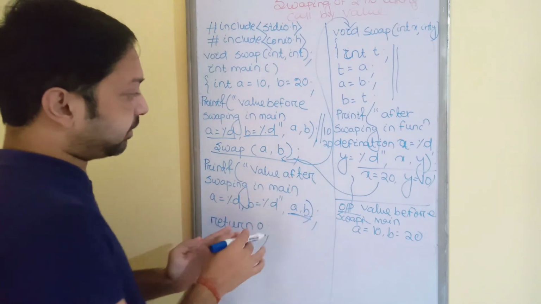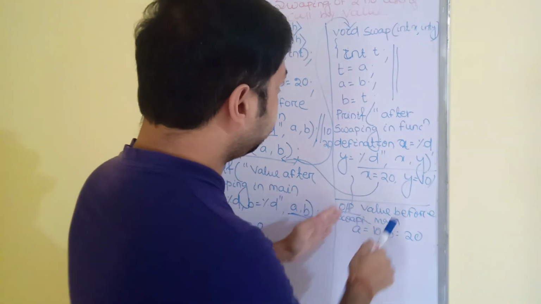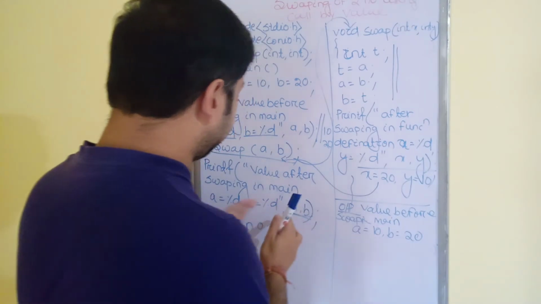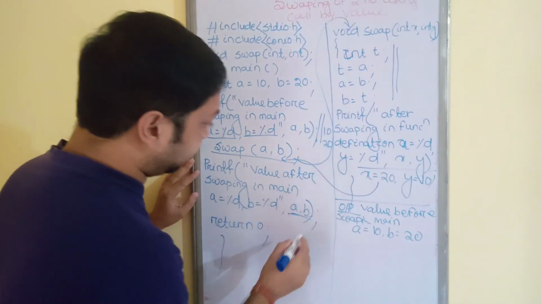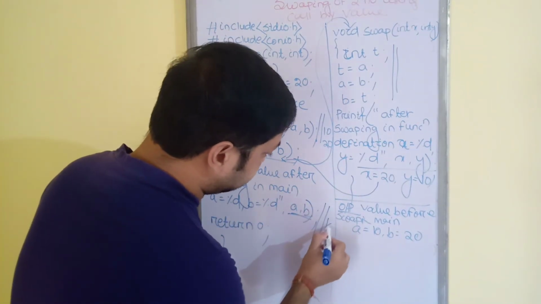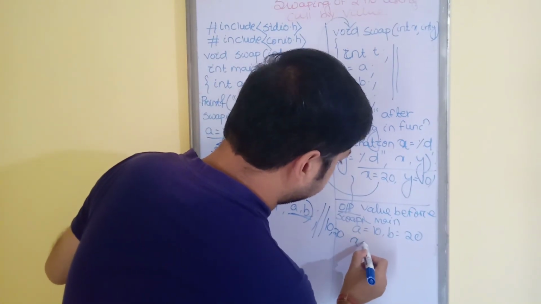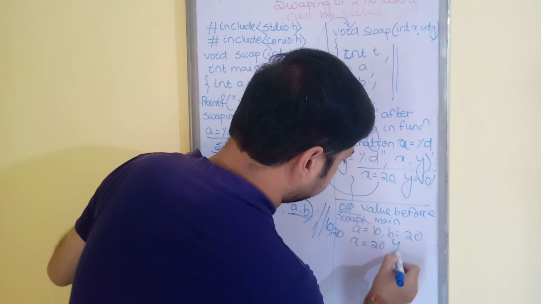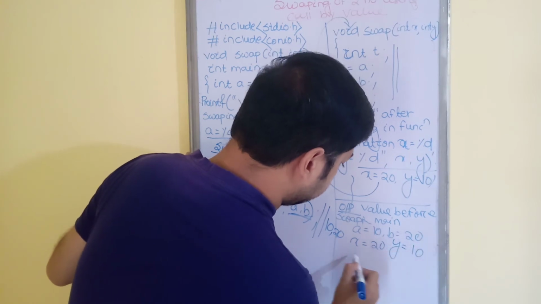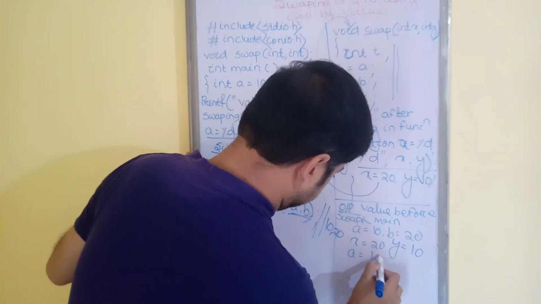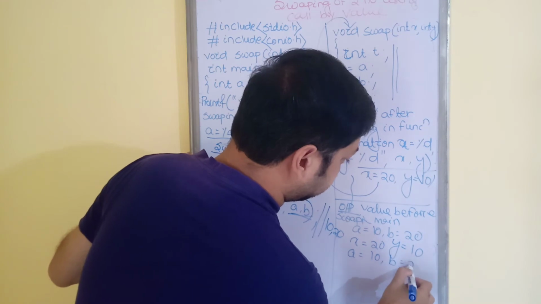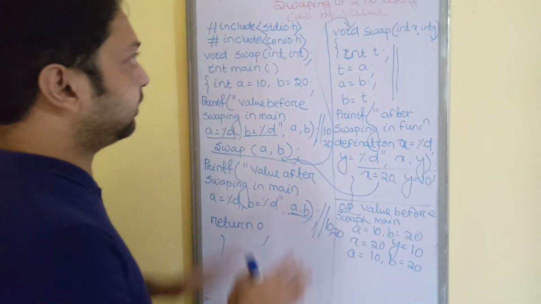But as we know from the theoretical part, any changes made to the definition should not reflect in the main function. So in this case again the same value will be there, 10 and 20. So this is the first output. Second, you can find here x equal to 20, y equals to 10. Then again a equals to 10, b equals to 20. Right? So this is the first part.